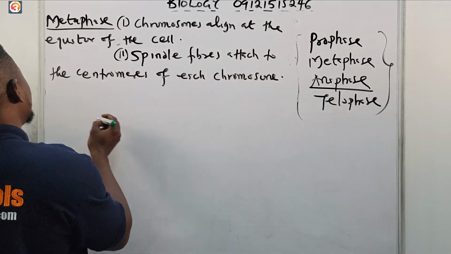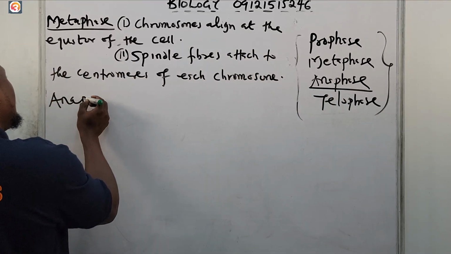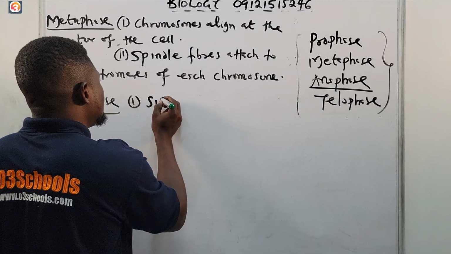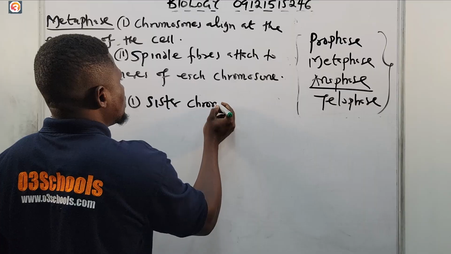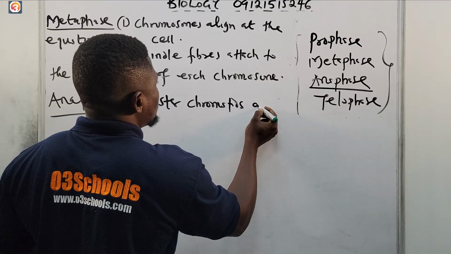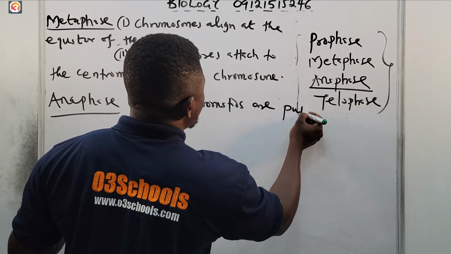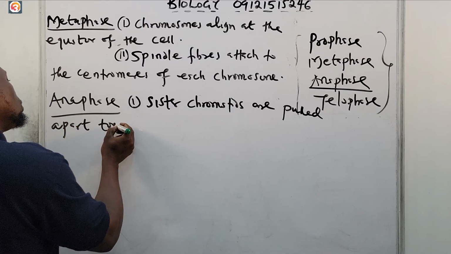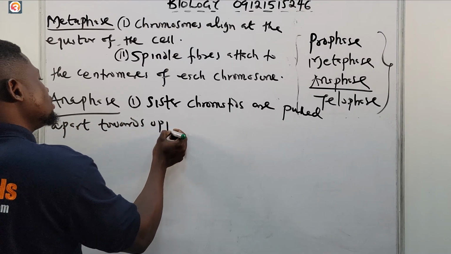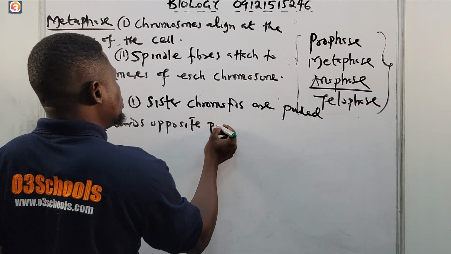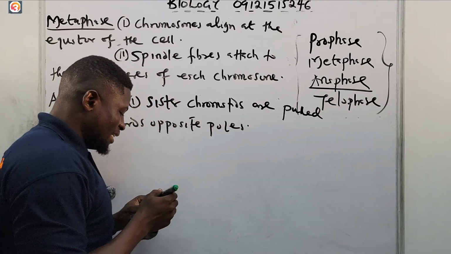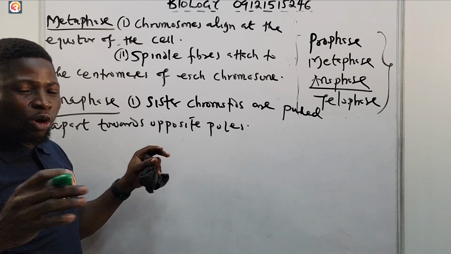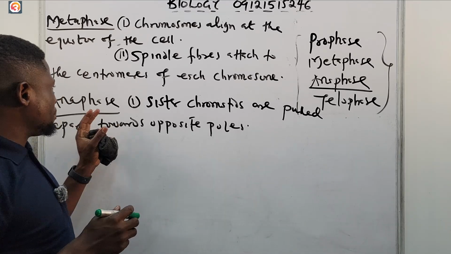And in anaphase, sister chromatids are pulled apart towards opposite poles. So in anaphase, sister chromatids are pulled apart towards opposite poles. All right, this is what happens in the anaphase.